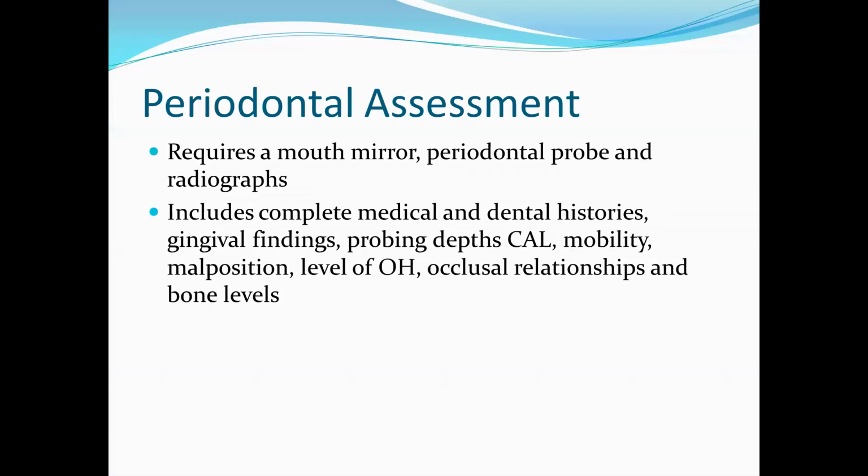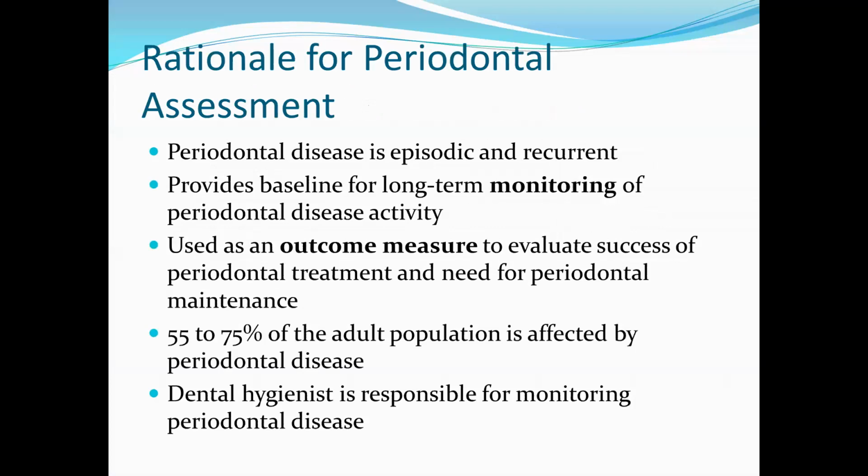Chapter 16, clinical exam. The periodontal assessment requires a mouth mirror, periodontal probe, and radiographs. So this includes, again, you're not doing this until you've got your medical and dental histories, your gingival findings, your probing depth, your CAL, clinical attachment level, or is it lost? Mobility, malpositioned teeth, their level of oral hygiene and occlusion is in there, as well as a description of the bone level. Right, so periodontal disease is episodic and can be recurrent.